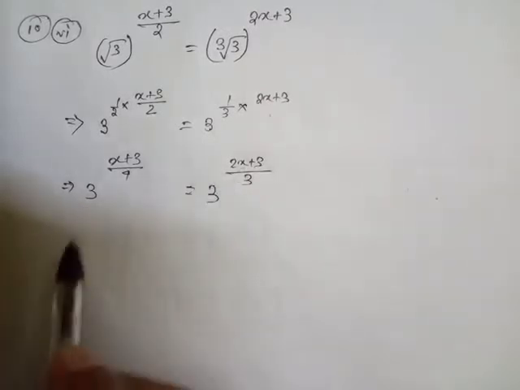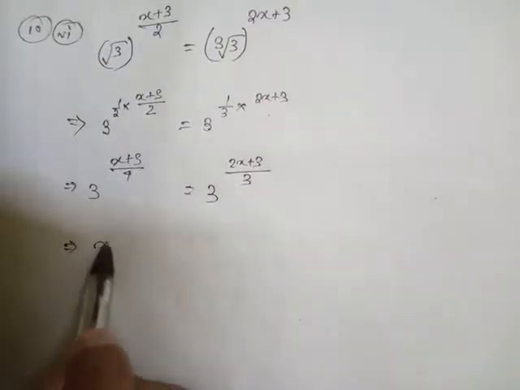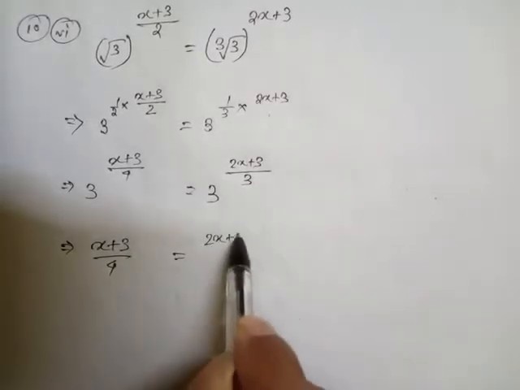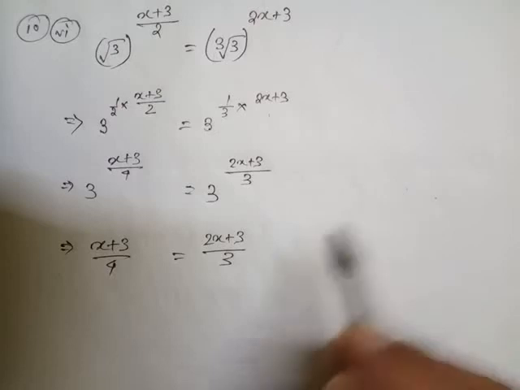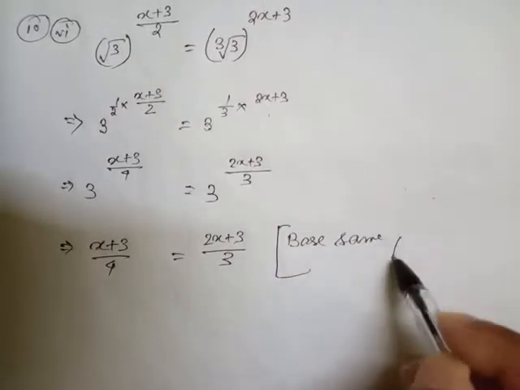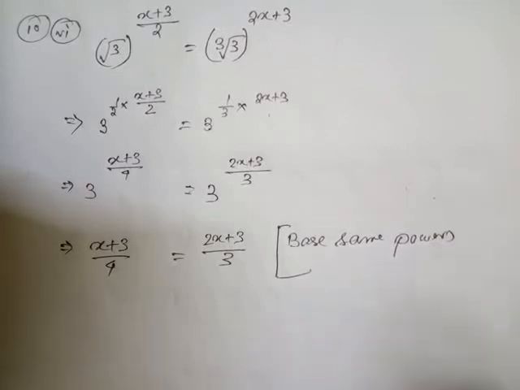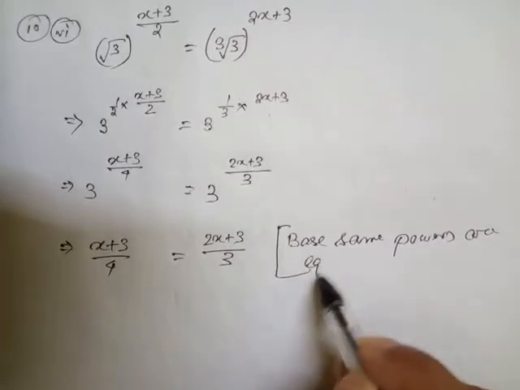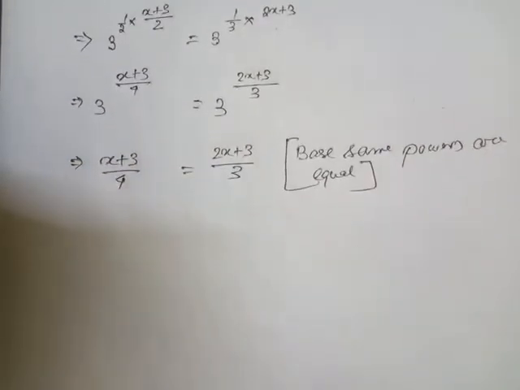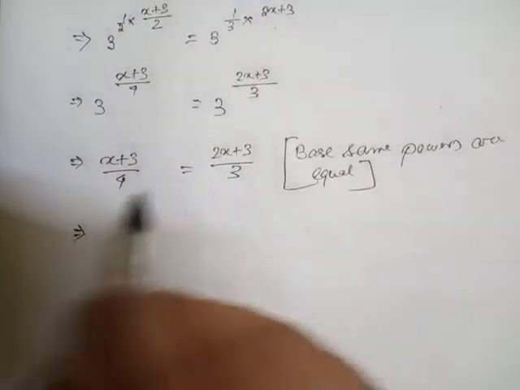So in the next step, x plus 3 by 4 equal to twice x plus 3 by 3. We'll write here base same, powers are equal. Okay, now look, after that, go for the cross multiplication.